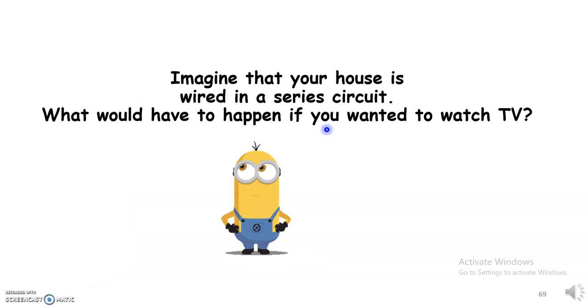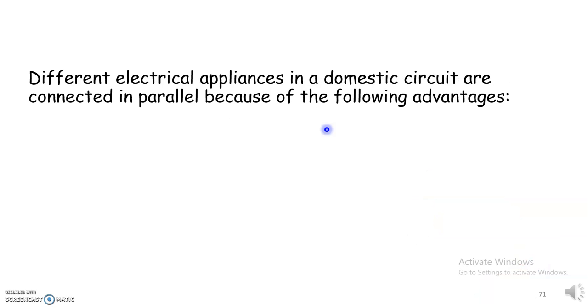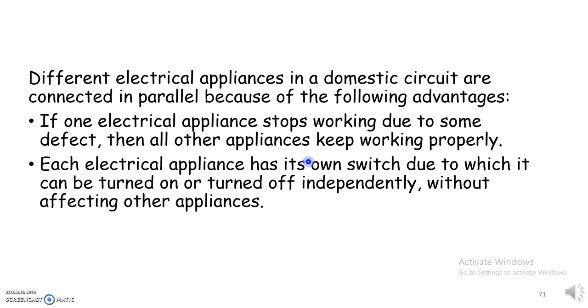It's not logical. Imagine that your house is wired in a series circuit. What would have to happen if you wanted to watch TV? You have to turn on other appliances, because in series if one component turns on, all the components turn on. Stupid, right? So different electrical components or appliances in a domestic circuit are connected in parallel because if one electrical appliance stops working due to some defect, all other appliances keep working.